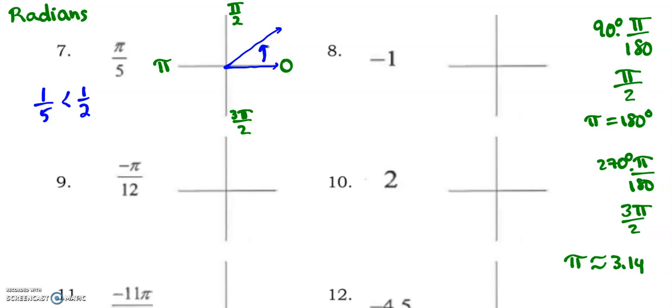And then let's do number 9 also. So negative pi over 12. Well, if we're going negatively, this would be negative pi over 2 down here, and 0 still there. So we're going to draw our initial side, and then a 12th. Probably going to be something really kind of tiny.